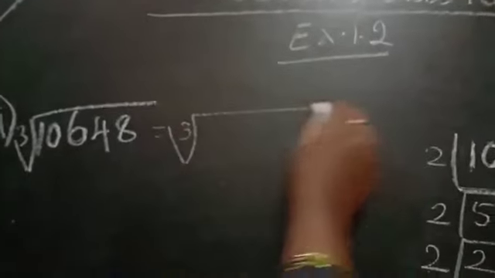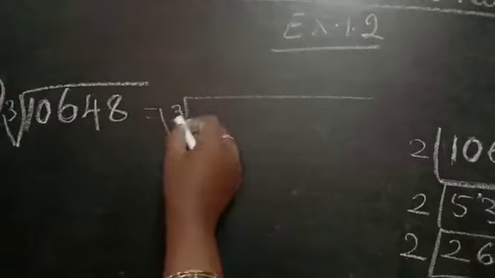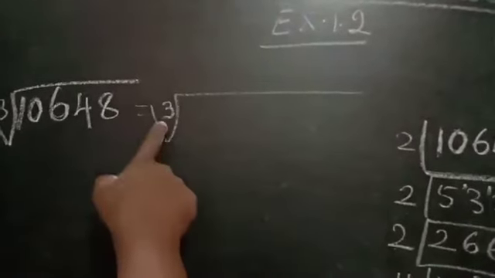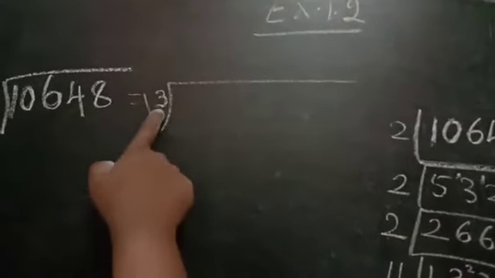So here we can write the cube root of this number. Always we should write the small numbers. In this hook only we should write, outside and all we should not write, only in this place we should write.